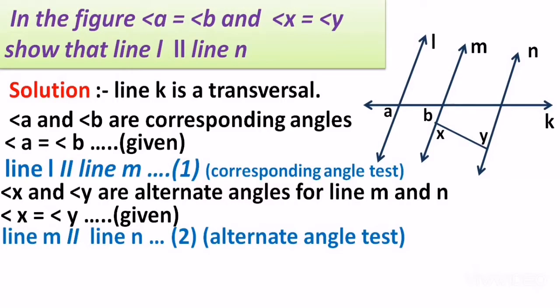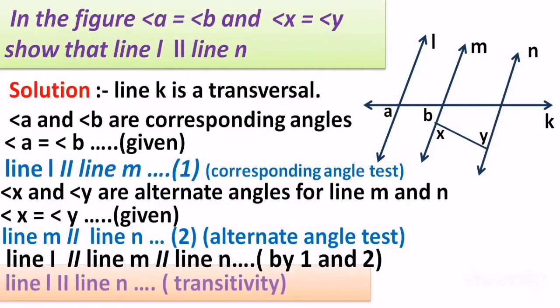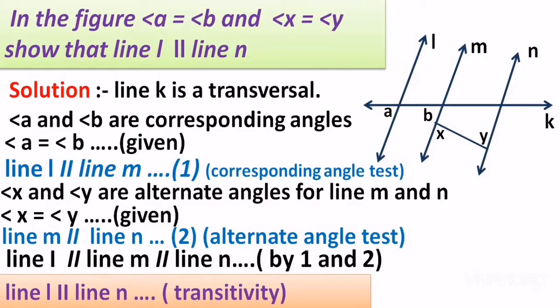Now the reason is the alternate angle test. If you observe point number 1 and point number 2, which are given in bluish color, you will come to know that line L is parallel to line M and line M is parallel to line N, and that makes line L parallel to line N by using transitivity. Okay, and this is how we have proved our sum, that I needed to prove line L parallel to line N, and I have utilized the property of transitivity to prove it. I hope you have understood.